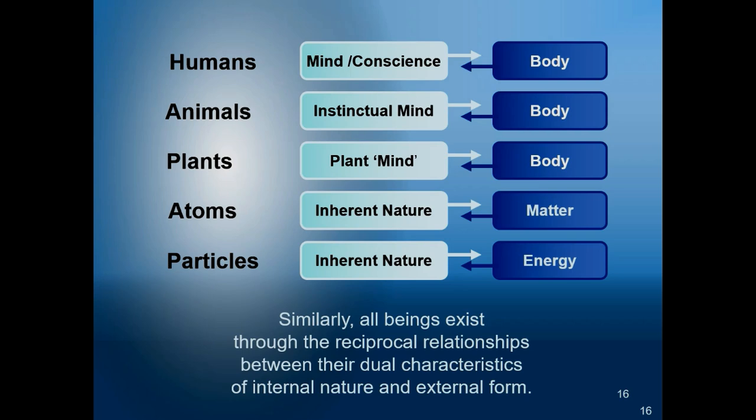Similarly, all beings exist through the reciprocal relationships within their dual characteristics of internal nature and external form. Particles have an internal nature and an external form, which is energy. Atoms have an internal nature and an external form, which creates molecules and matter. Plants have a plant mind and plant body. There are many studies which confirm that plants have some kind of mind.